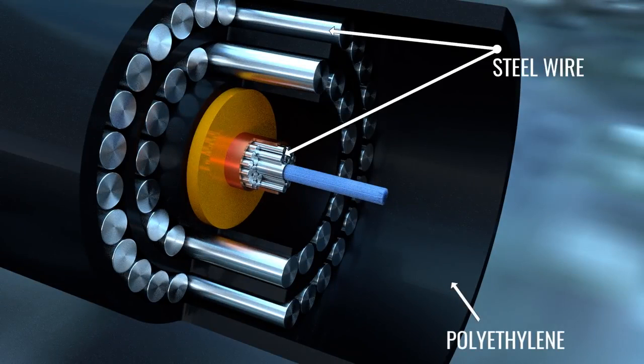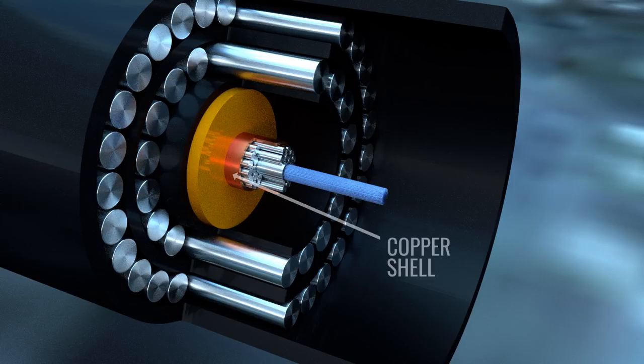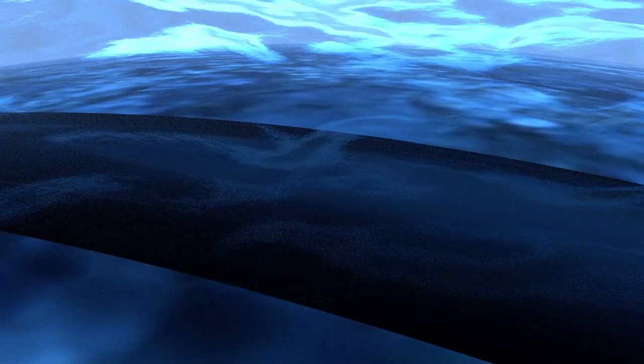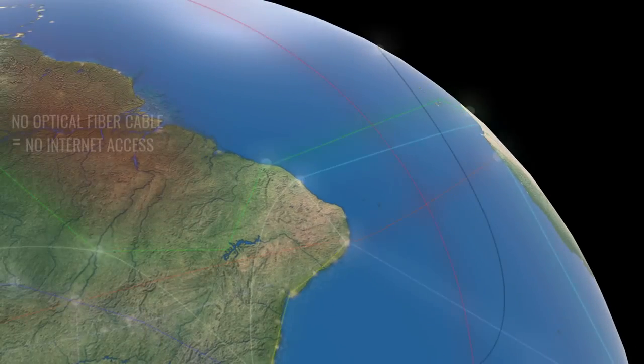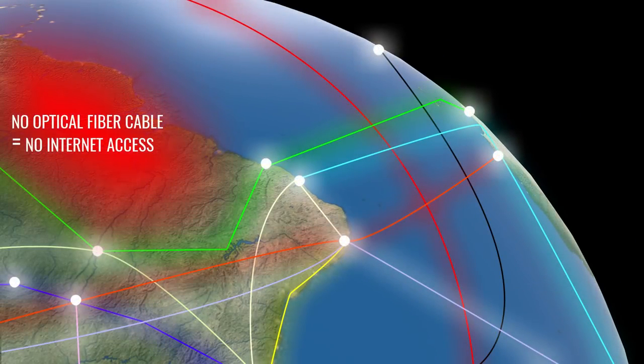Now, the question is, where does the amplifier get power from under these deep oceans? Well, for this, a thin copper shell is used inside the cable, which carries electric power along the cable so that the amplifiers can be powered. This whole discussion simply means that if optical fiber cables do not reach a part of the globe, that part will be isolated from the internet or mobile communications.